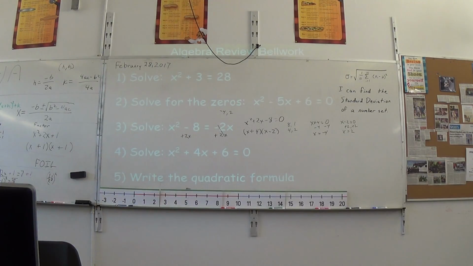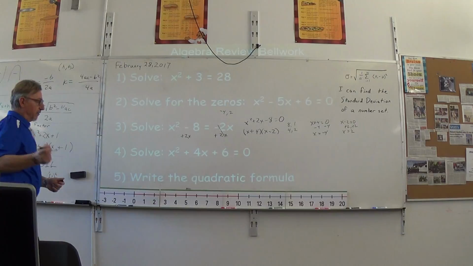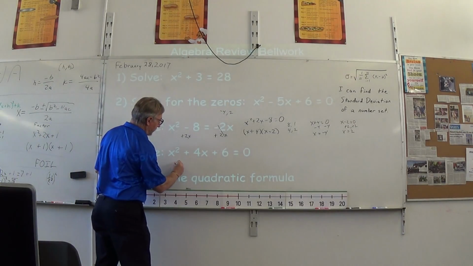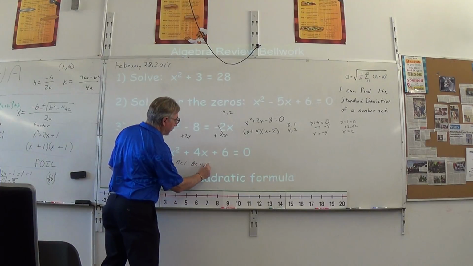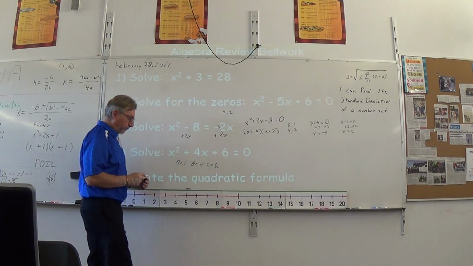All of you need practice on doing this, working this out using the quadratic formula. All of you need practice. A, B, C, D. So, A equals 1, B equals 4, C equals 6.